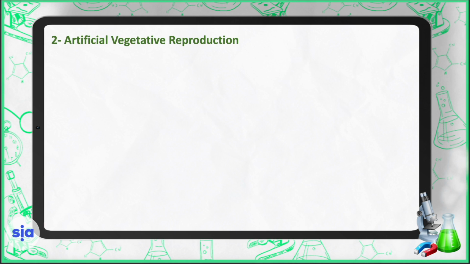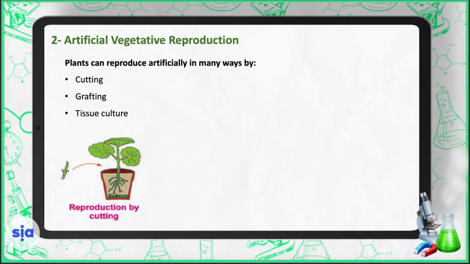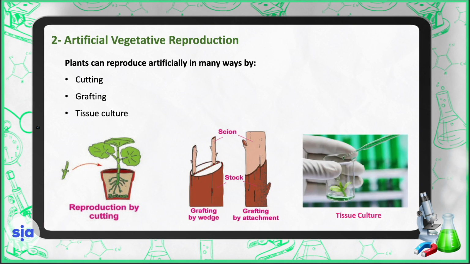The second type is the artificial vegetative reproduction. And plants can reproduce artificially in many ways: by cutting, grafting, or tissue culture. This is an example of reproduction by cutting, and this is by grafting, and this is by tissue culture. And we will discuss each one later.